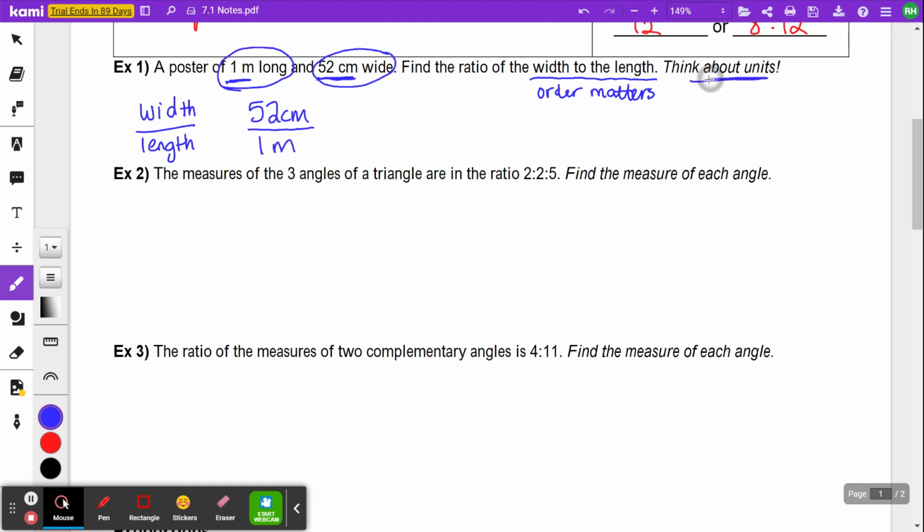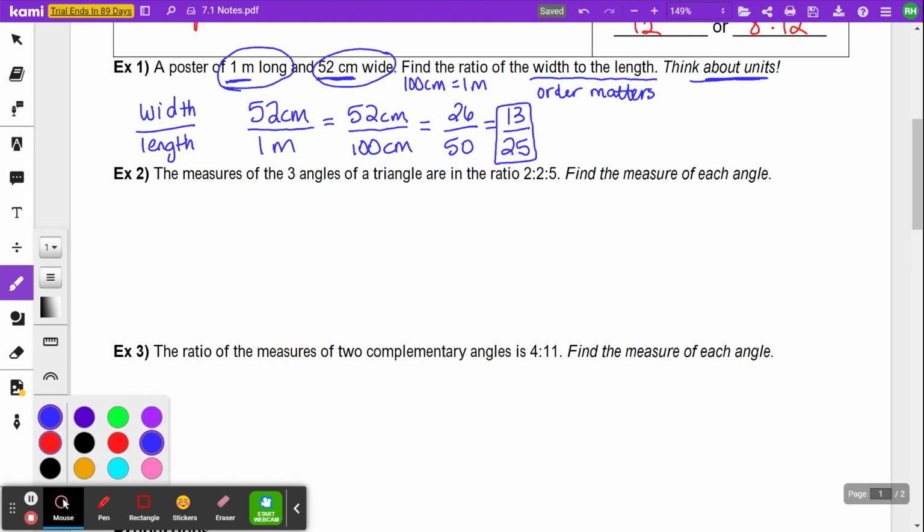And notice over here, I said, think about the units. One of these is in centimeters, one of these is in meters, and we can't compare apples to oranges. So you have to make sure that you convert. Hopefully you know that there are 100 centimeters in 1 meter. So this would be 52 centimeters over 100 centimeters, which is the same as 1 meter. Then, like I said, all ratios need to be simplified. So 2 goes into both of these for sure. So if I have that, it would give me 26 over 50. And then 2 again for both of these would give me 13 over 25. And that would be your simplest form ratio.